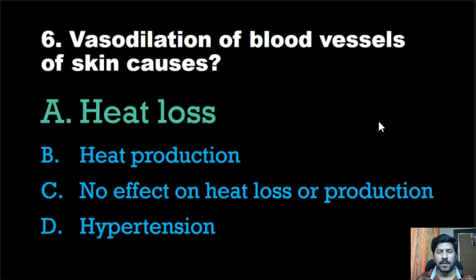From core body temperature, it will move into the periphery, that is the skin. So from there, the heat will be lost into the environment. At the same time, vasoconstriction means there will be a chance for hypertension. So in the case of vasodilation, there will be hypotension and heat loss.